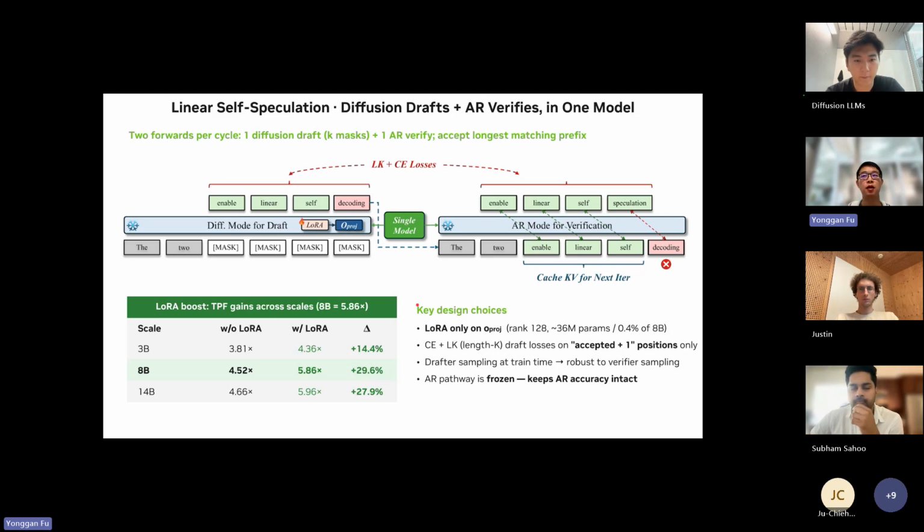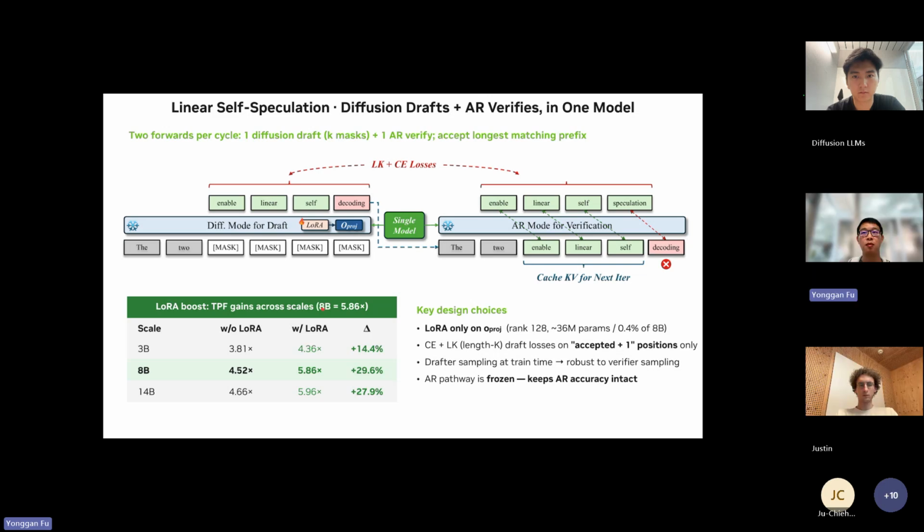And in addition to the self-speculation, we can further enhance it. For example, here we only do one draft and one verification. But we can make this more complex.